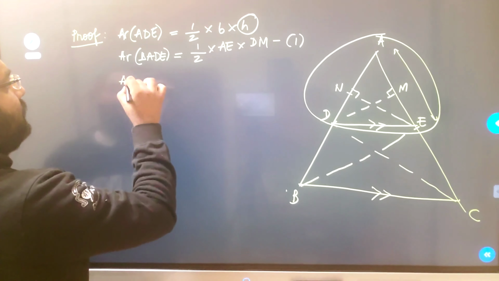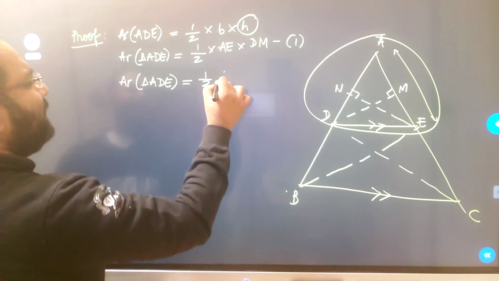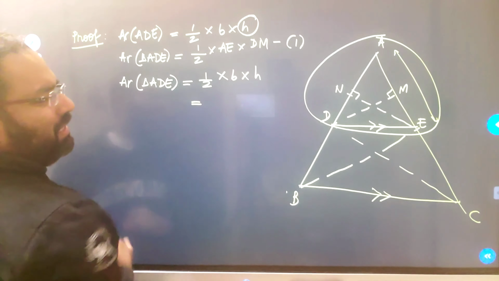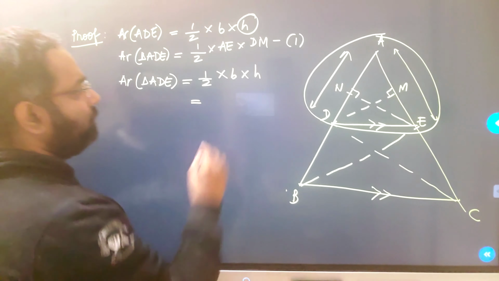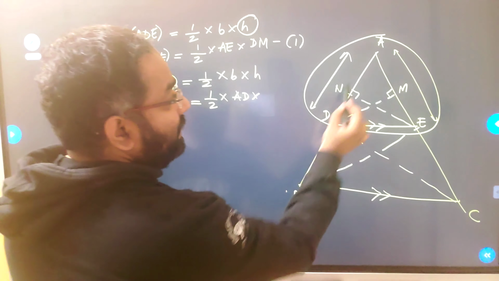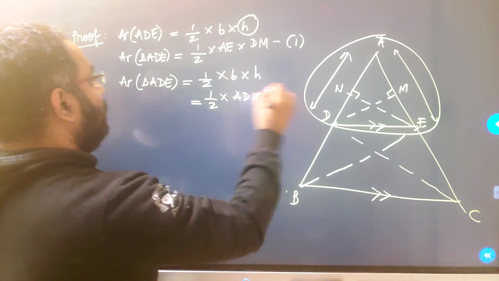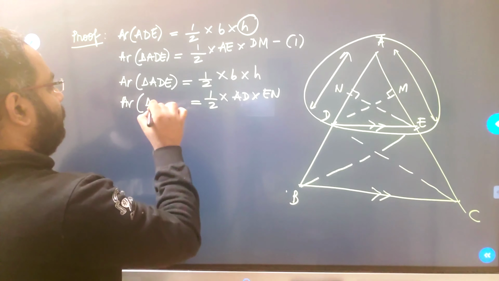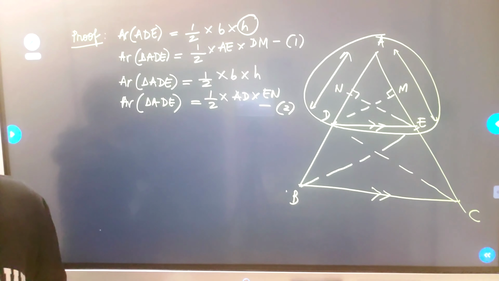Now, is there any other way in which I can find the area of triangle ADE? I told you this is a very symmetric way of doing it. Again, I'm going to write half base into height. This time I shall take AD as my base. Since this is the base, this has to be my height, EN. Let's call this equation 2.